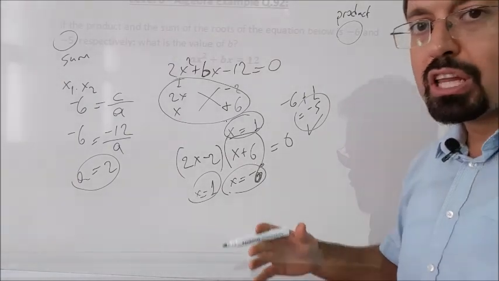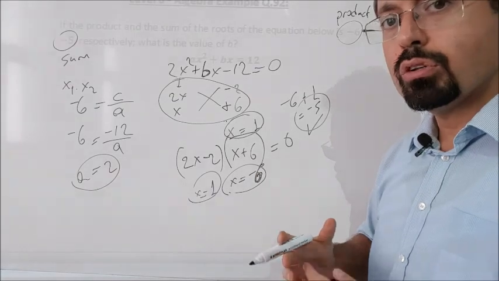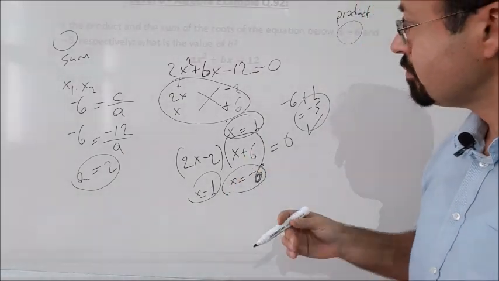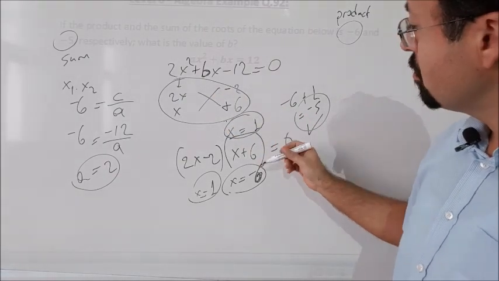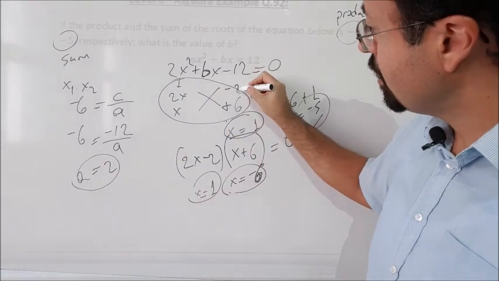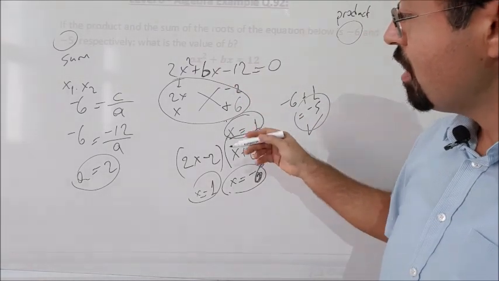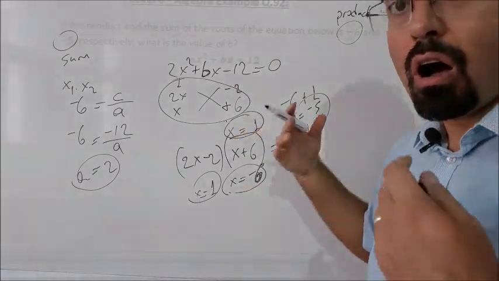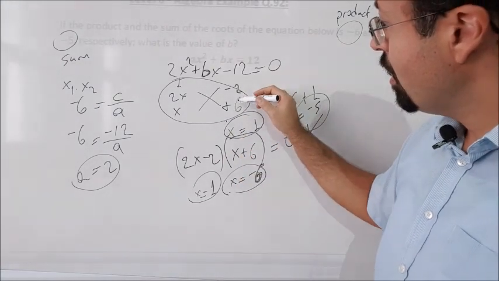That's why we're doing it backwards. We're following the rule of factoring backwards. So what do we have at the end of the day? Look, we have the right combination, minus 2 and plus 6. So how do we find the b? We, of course, follow the rule of factoring again. So what do we have?